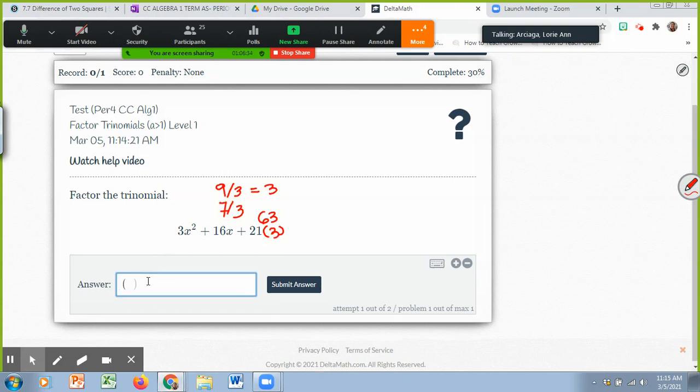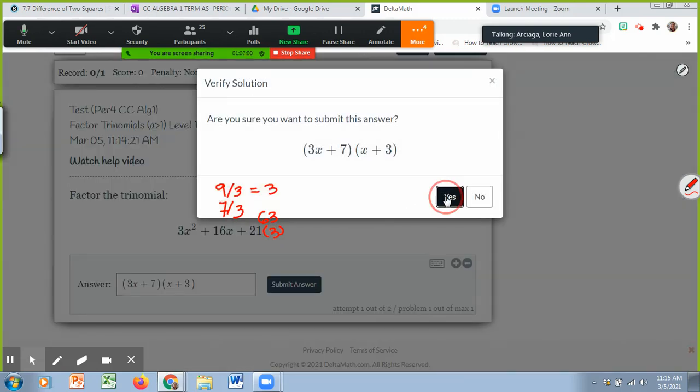Nice. Okay, so let's write down the answer. This will become 3x plus 7 and then x plus 3. So bottoms up rule, remember? The bottom number goes up before the variable, and then you put the plus 7. And then here you go, x plus 3. All right, and then you submit your answer.